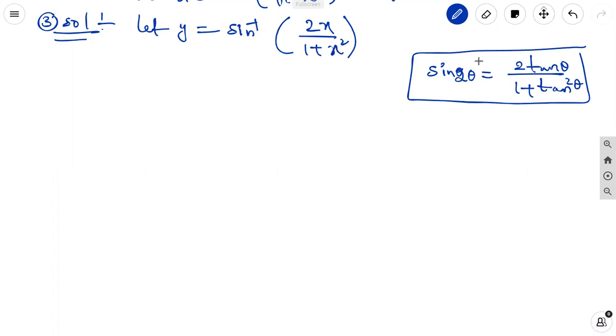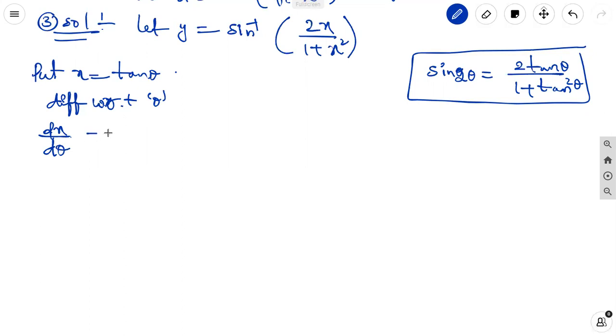2x by 1 plus x square is in the form of 2 tan theta by 1 plus tan square theta. That is nothing but put x equal to tan theta. Then differentiating x with respect to theta, dx by d theta equal to tan theta differentiation, which is secant square theta.